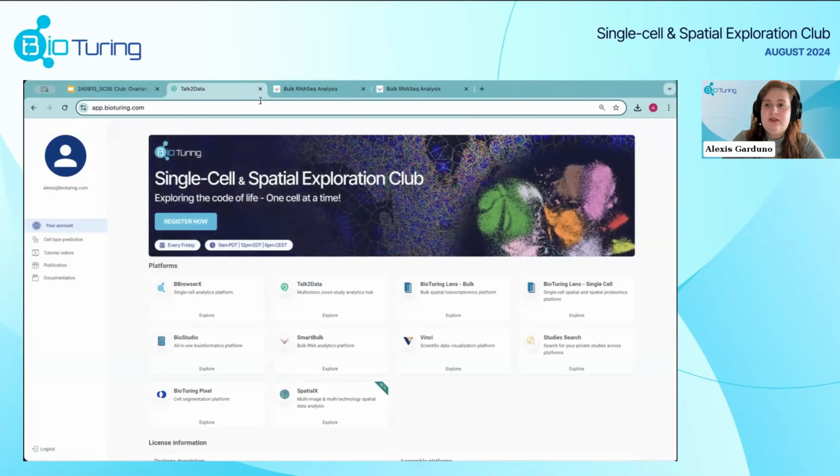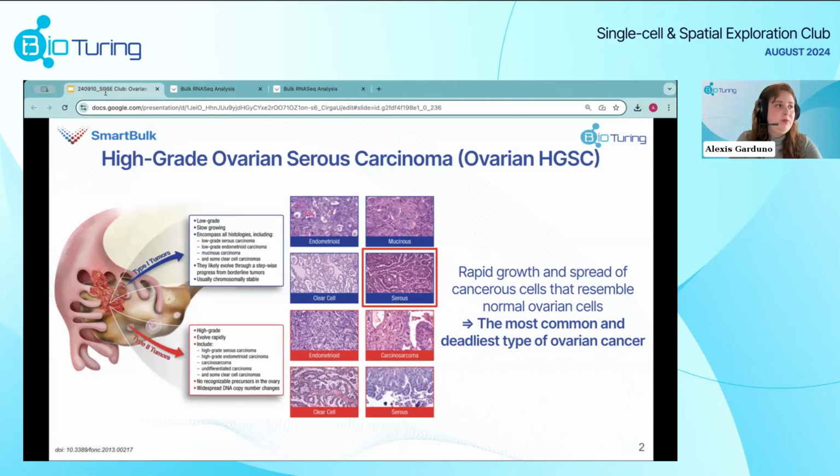Okay, so to go back to the research area, to give a bit of background on ovarian cancer for researchers that don't particularly focus on this area: high-grade ovarian serous carcinoma is the most common and aggressive type of ovarian cancer. It's characterized by its rapid growth and spread. As you can see in the diagram, unlike low-grade ovarian cancers, high-grade serous carcinomas don't typically evolve from benign tumors into malignant cells. The other subtypes, such as endometrioid, mucinous or clear cell carcinomas, can be either high grade or low grade, and it really depends on the specific characteristics within these cancer subtypes.